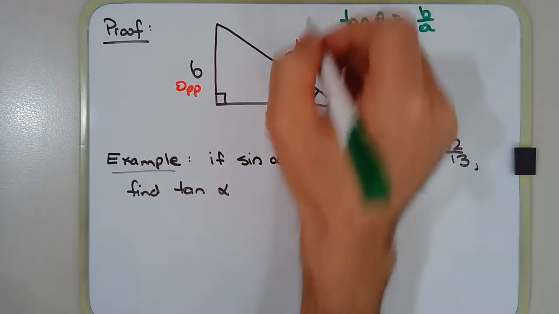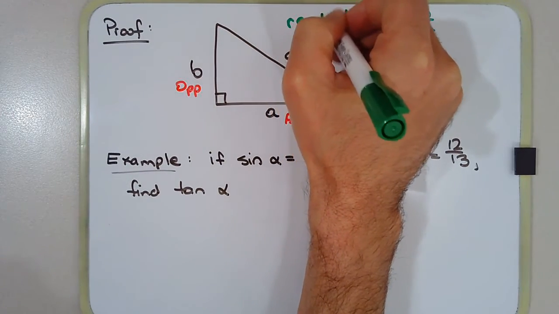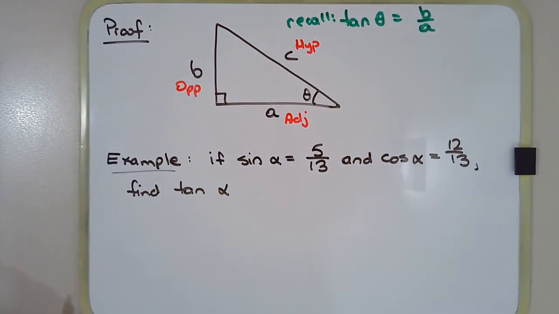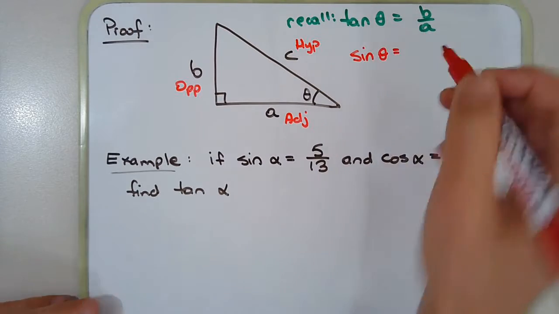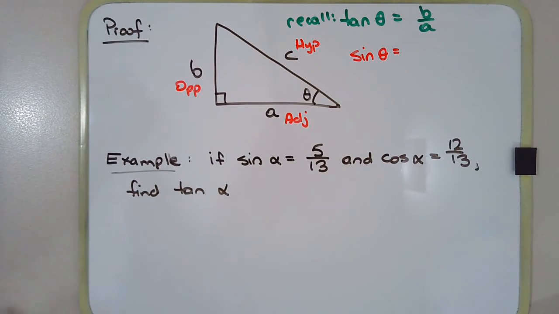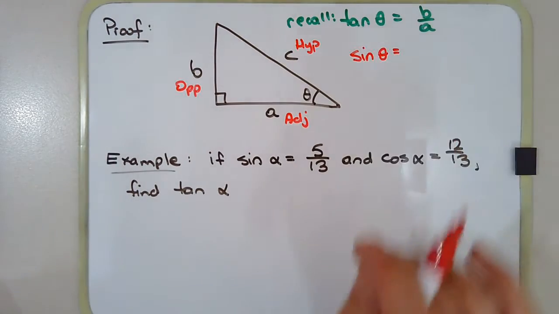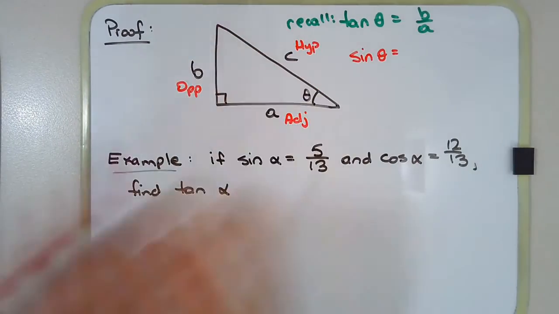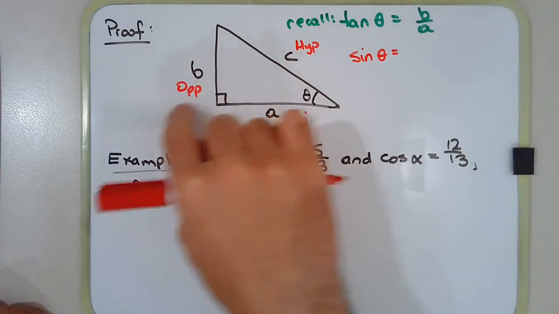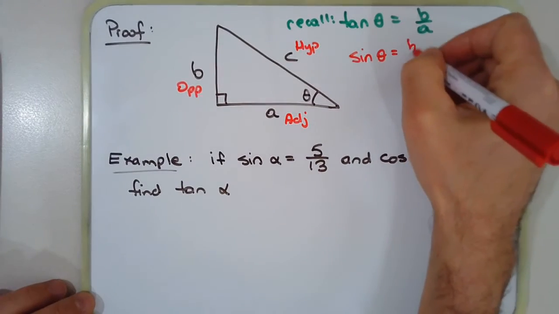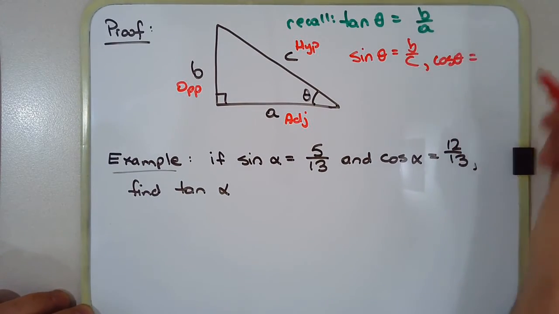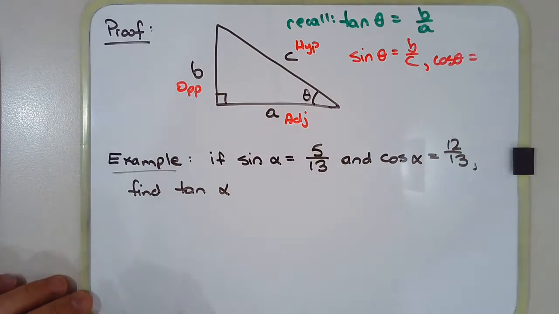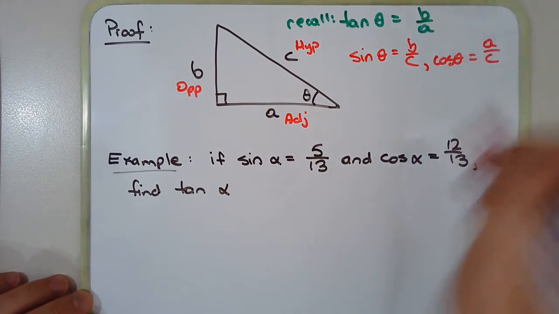So we know this. This is by definition. Recall this from SOHCAHTOA. We want to prove the point. So let's define sine of theta. After all, we're trying to prove that sine of theta divided by cos of theta is equal to tan of theta, equal to B over A, the ratio B on A. Sine of theta is opposite over hypotenuse, B over C. What's cos of theta? Cos of theta is adjacent over hypotenuse, A over C.